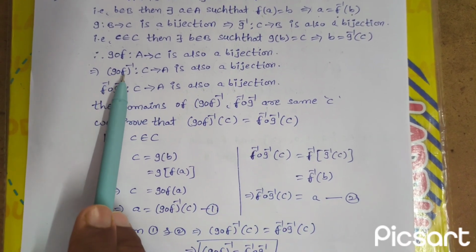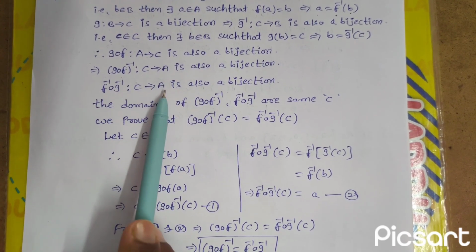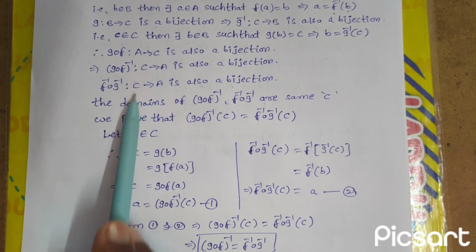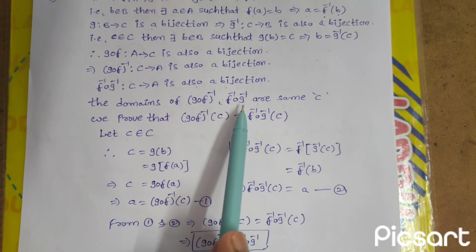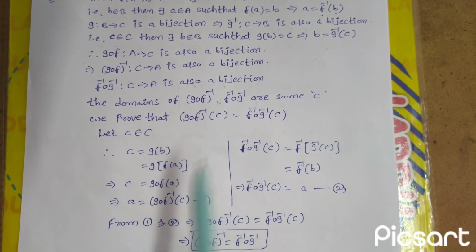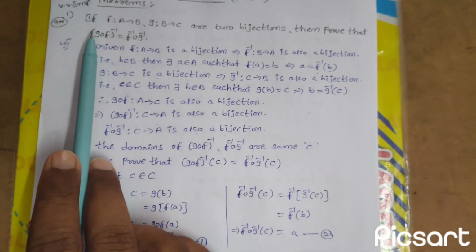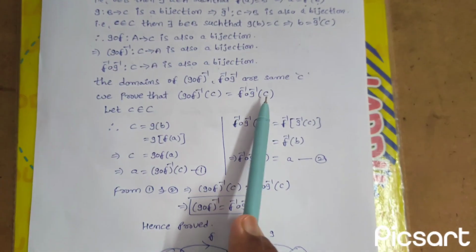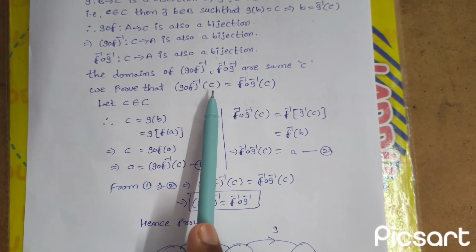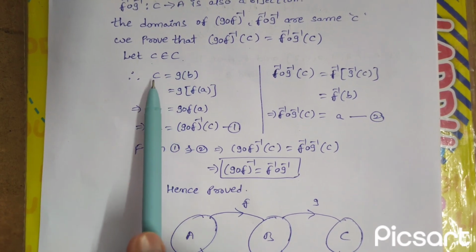Now we observe that (G∘F)⁻¹ is a mapping C to A, and F⁻¹∘G⁻¹ is also a mapping C to A. These two composite functions have the same domain, that is C. We can prove that (G∘F)⁻¹ of c is equal to (F⁻¹∘G⁻¹) of c. So the common domain is C.